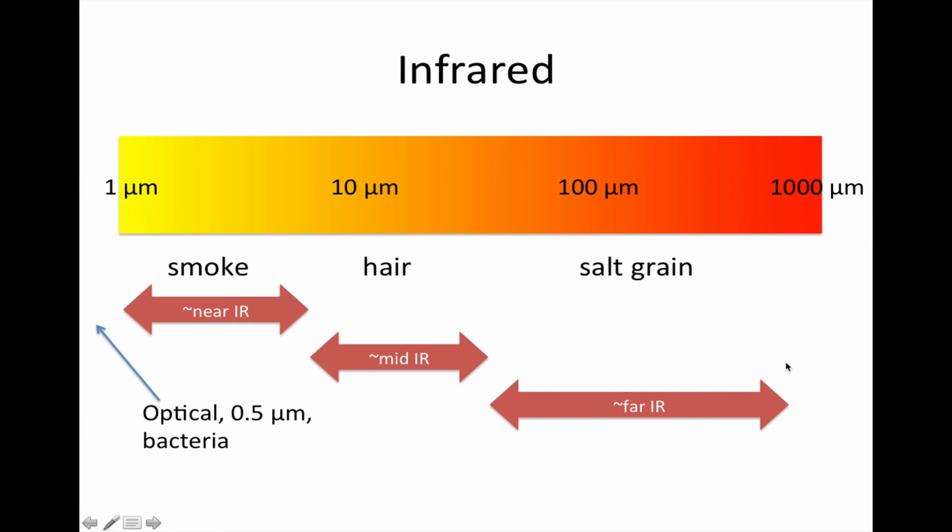So, the kinds of sizes of things that are comparable to the wavelength. In optical light, which is maybe half a micron, a single bacterium is about the same size as the wavelength of optical light. In the near infrared, the wavelength of light is comparable to a smoke particle or a pollution particle. In the mid-infrared, the wavelength of light is comparable to the width of a human hair. In the far infrared, the wavelength of light is the size of a salt grain. So we're getting into measurably large wavelengths here.